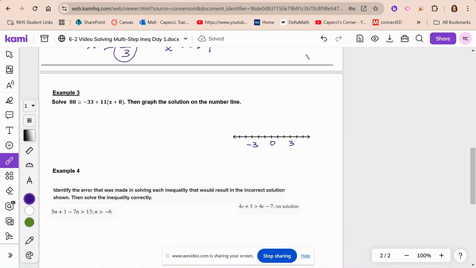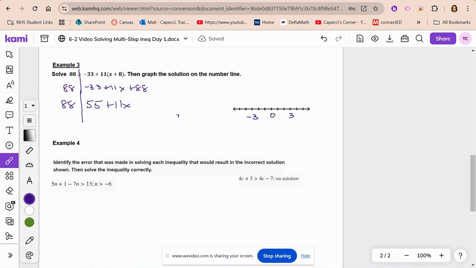Okay, let's keep going. Again, there's my wall. I have my 88 on the left-hand side. I have negative 33 plus 11x plus 88. Okay, so I'm going to combine what I have on this left-hand side. That gives me positive 55 plus 11x. Okay, I'm going to bring my 55 to the other side. And I have 33 is greater than or equal to 11x.